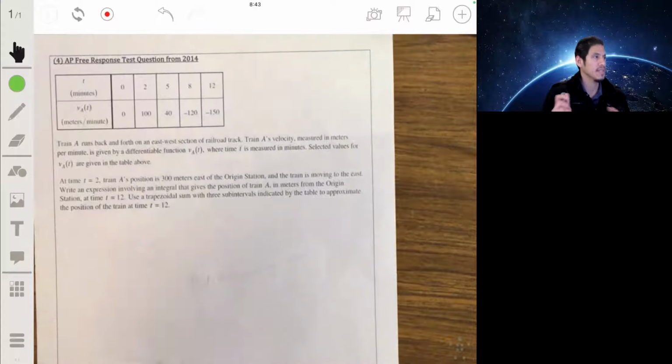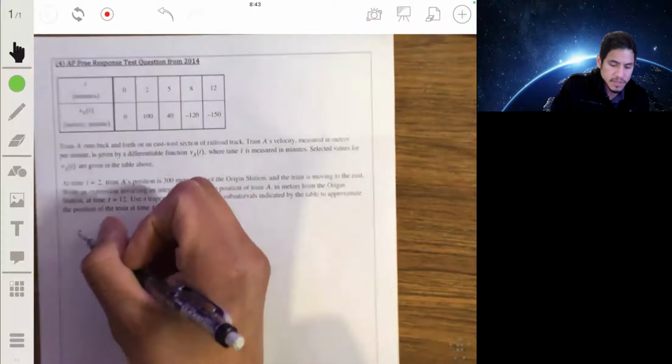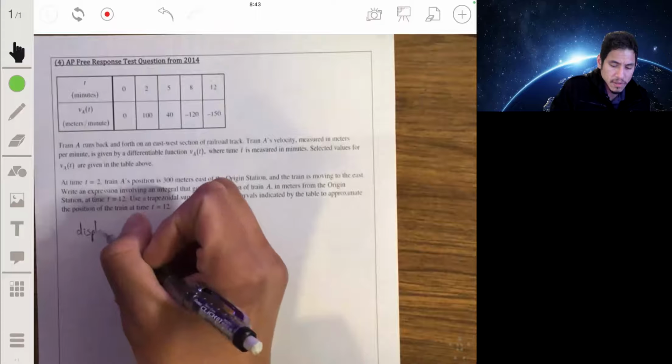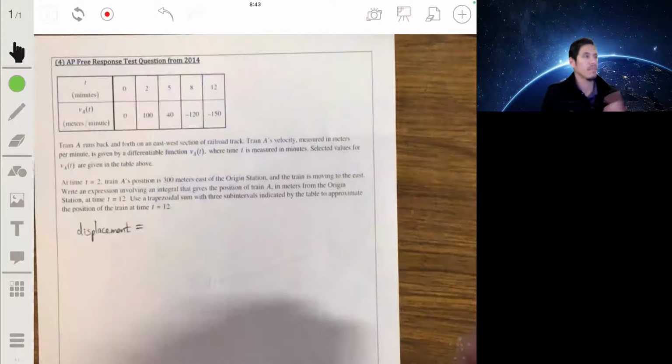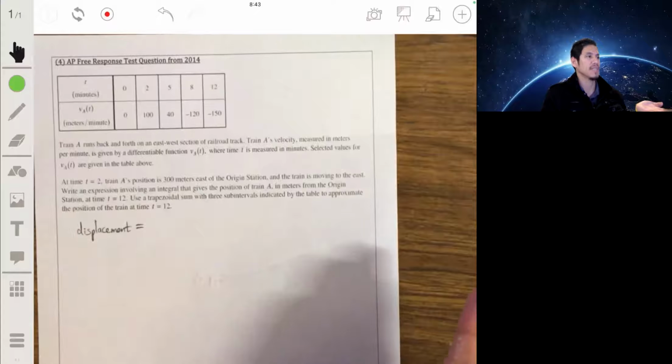Okay, so the idea is that we need to figure out how the train's position changes from time t equals 2 to time t equals 12. We need to figure out what happens to its position. And for that, we're going to basically refer to the concept of displacement. Displacement is simply how an object changes its position.